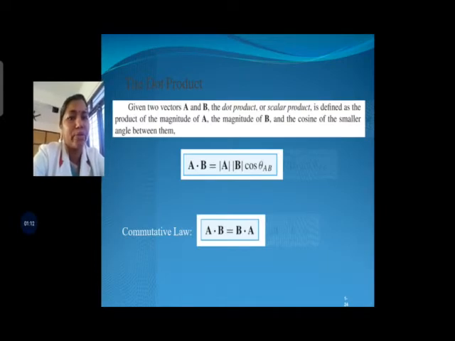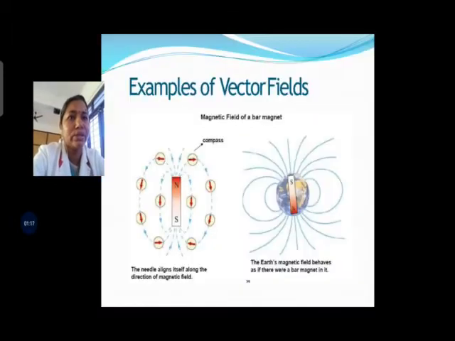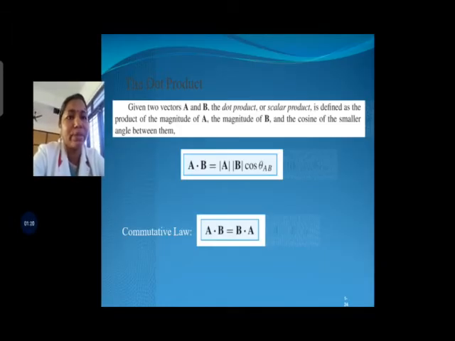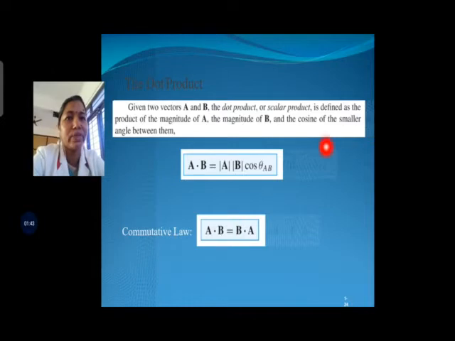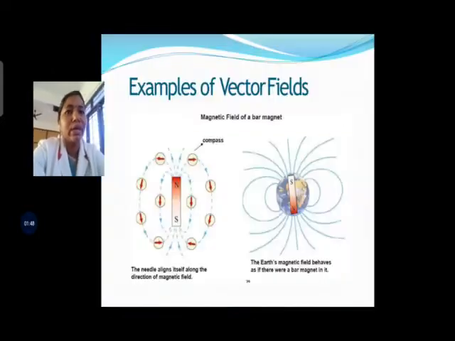So for dot product, we will write A is one vector, B is another vector. So it can be multiplied. We will get dot product A dot B is equal to AB cos theta. A we have to take as mod A, that is called magnitude of A, magnitude of B, and cos theta. Theta is the angle between the vectors A and B. So this is for dot product or scalar product. It is the product of magnitudes of A and B and the cosine of the smaller angle between them. So A dot B equals AB cos theta.